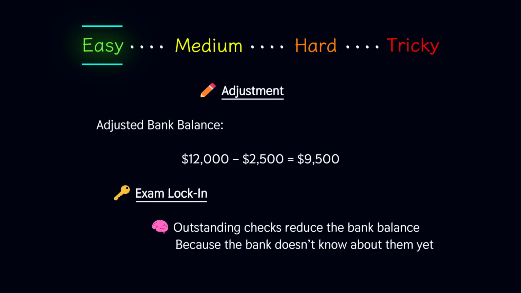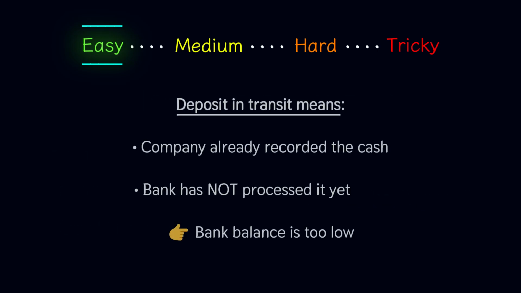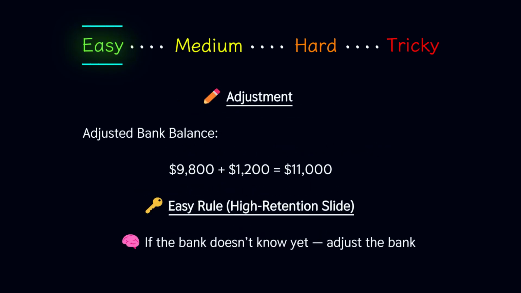Here's the idea you must remember. Outstanding checks reduce the bank balance because the bank doesn't know about them yet. Now let's flip it. The bank balance is $9,800. There is a deposit in transit of $1,200. Again, bank side question. A deposit in transit means the company already recorded the cash, but the bank hasn't processed it yet. So this time, the bank balance is too low. That means we add. 9,800 plus 1,200 equals $11,000. That's the adjusted bank balance.